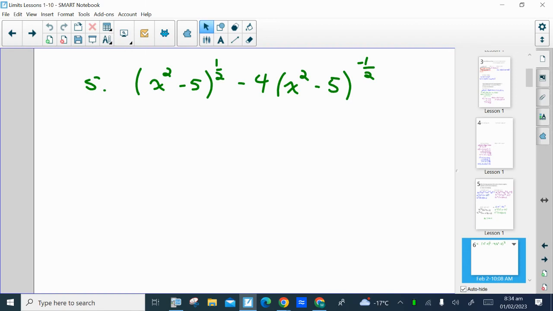Okay, so I should have done this one yesterday, but that's okay. We'll finish off that last lesson by looking at this, where we're still factoring expressions.